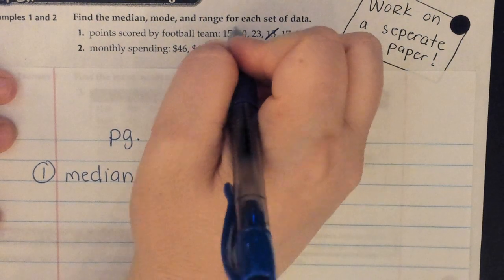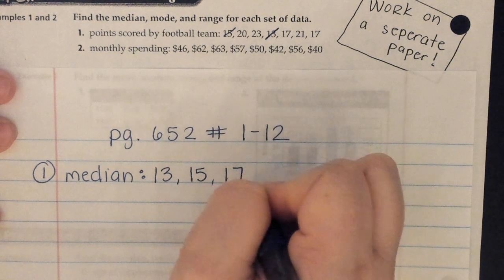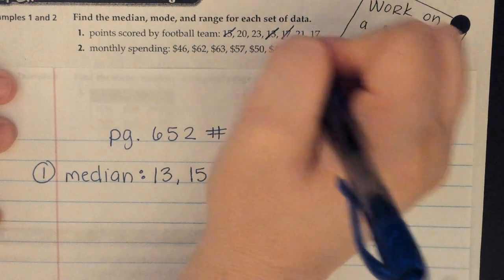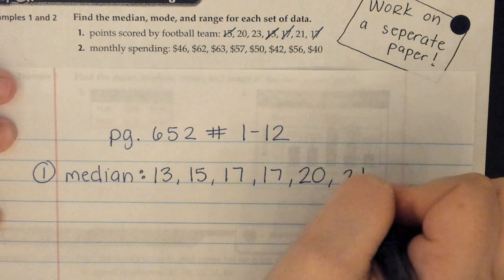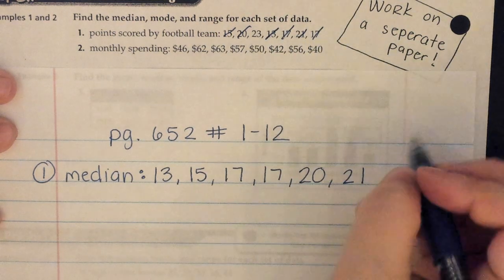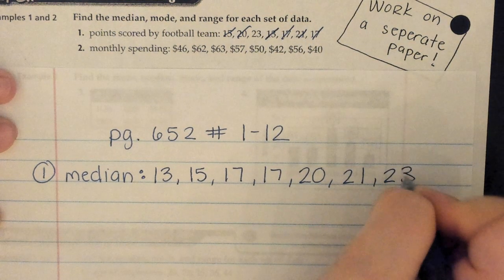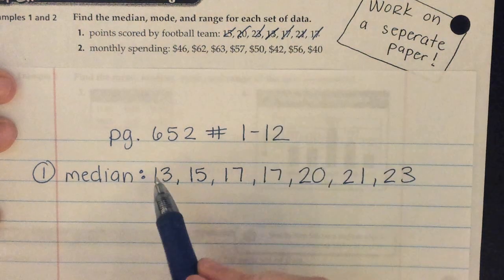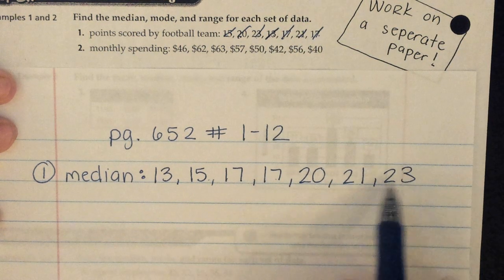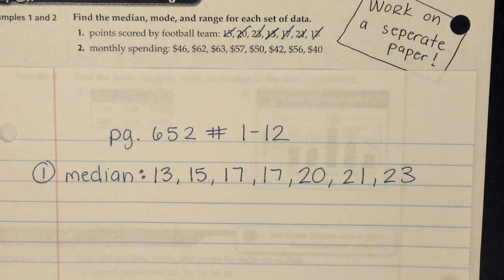15, then 17 and 17. 20, 21, and then 23. Okay. There were 1, 2, 3, 4, 5, 6, 7 numbers in my list. I always like to double check by counting them. It's really easy to do, and it makes sure I don't leave any out.